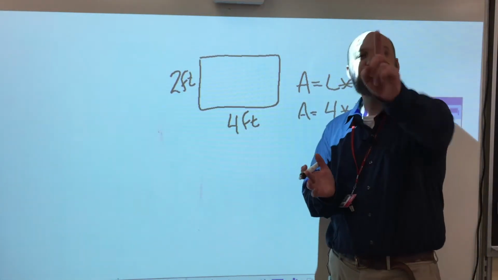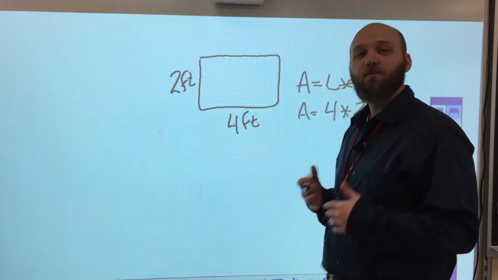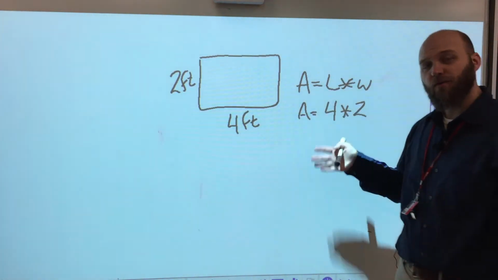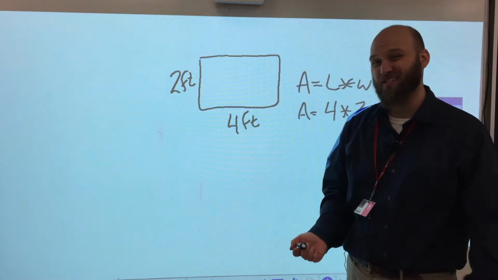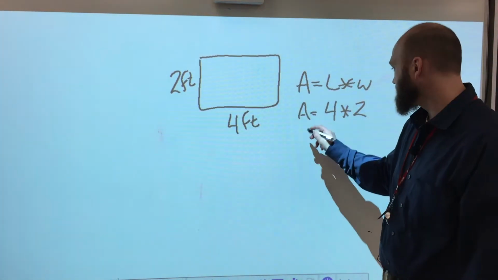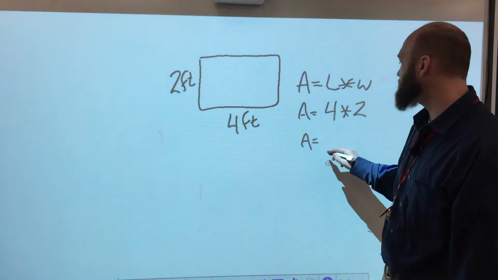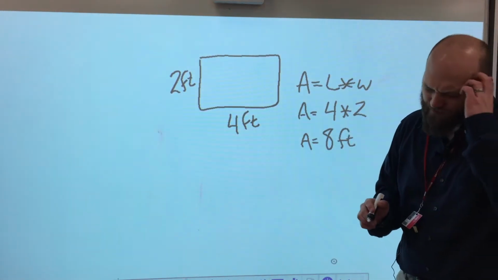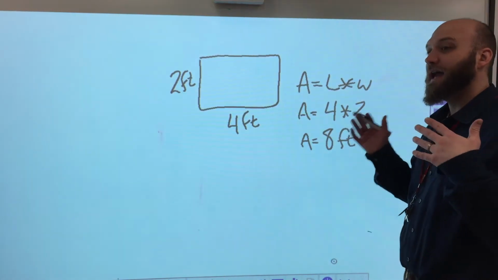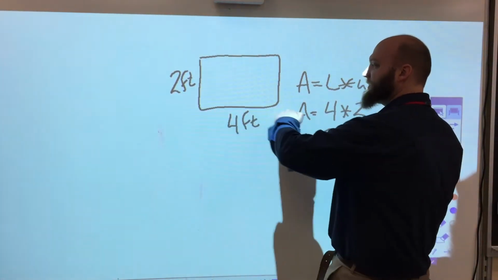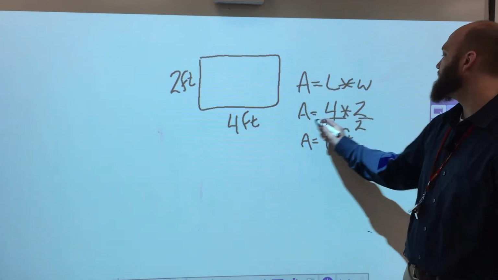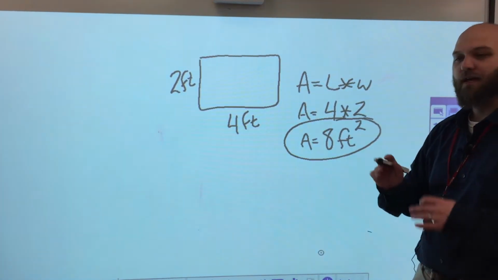Start with the formula. I say it 100 times, right? Then plug in the numbers you know and solve it. Really, this whole problem breaks down into 4 times 2. So area equals 8, and then I need a unit. Well, since it is area, it's not only going this way, but also this way, which means it's going to be foot squared. So there's my particular area there.